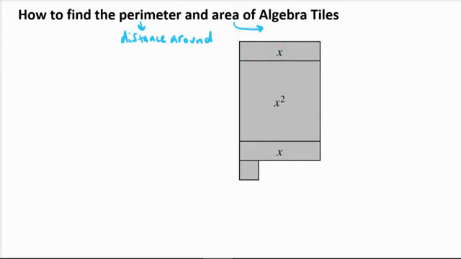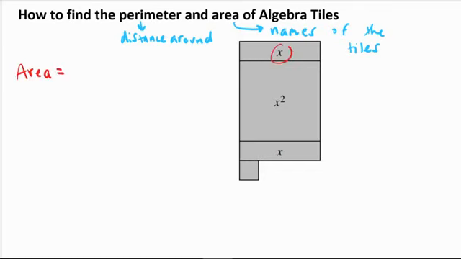Alright, so let's write that down. So the area is just the names of the tiles. Okay, so let's start with the area because that one's a little bit easier. Okay, so again, it's just the names of the tiles.